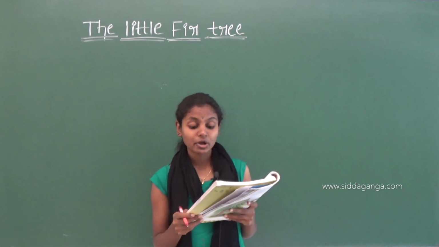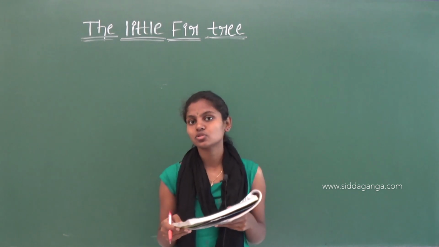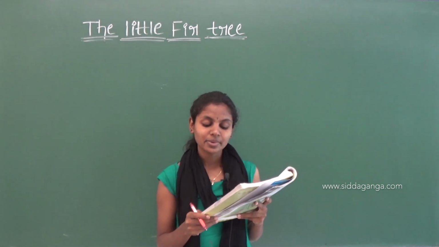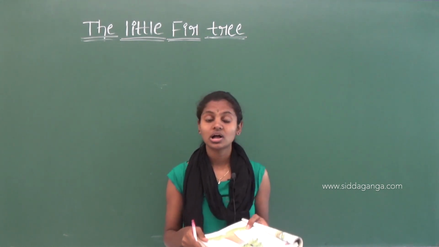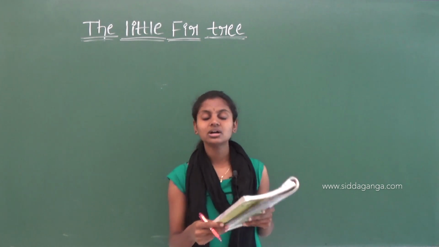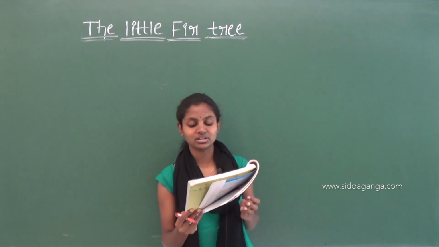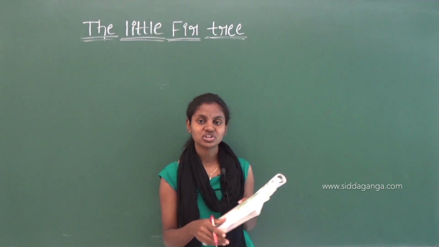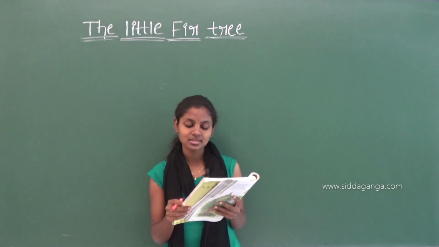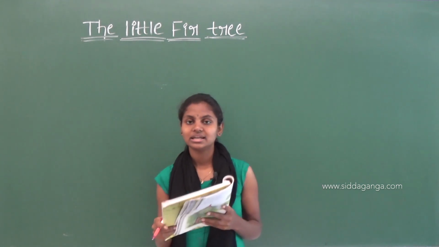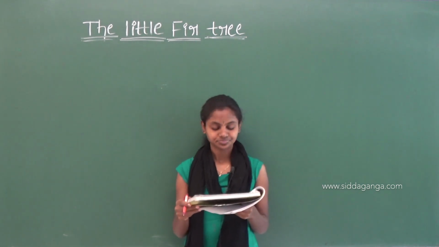First option, because it had yellow leaves. No, there are no yellow leaves on that tree. And third option, because it was very short. No, all fir trees are tall. So the correct answer is the second one, because it had needle-like leaves. So the second question's answer is because it had needle-like leaves. Understood? Yes. Next, go to the third.